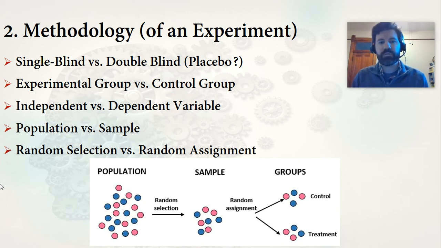And then the last two terms I have on this slide here, random selection and random assignment. Random selection is trying to figure out who will be part of your sample, right? For a random selection, anyone part of your population should have an equal chance of being part of your sample.